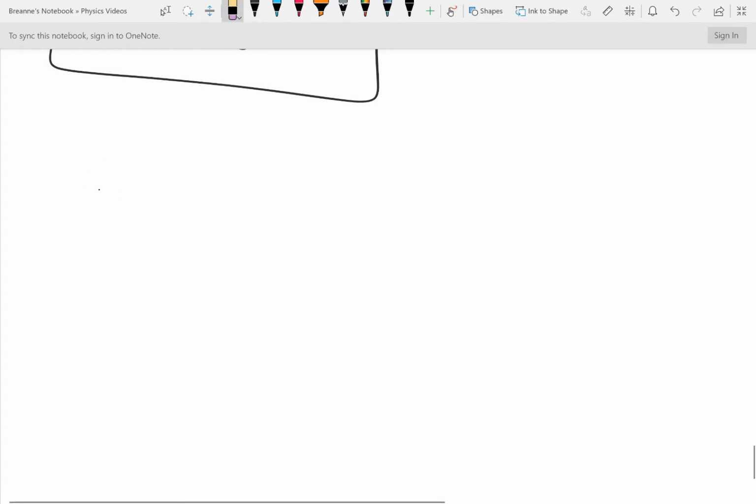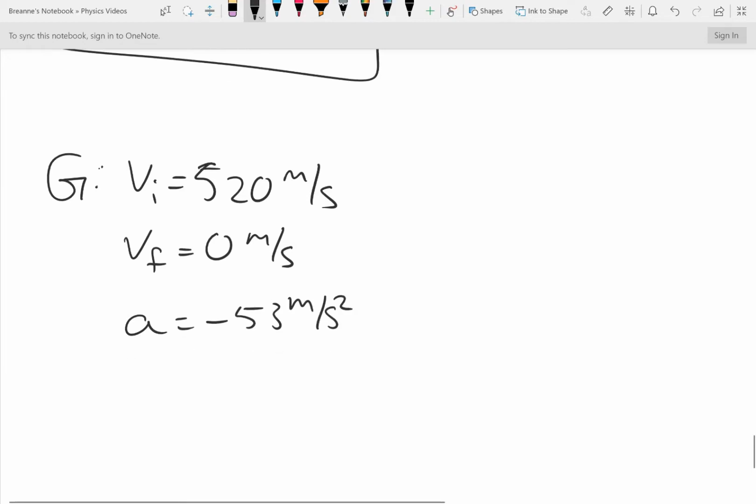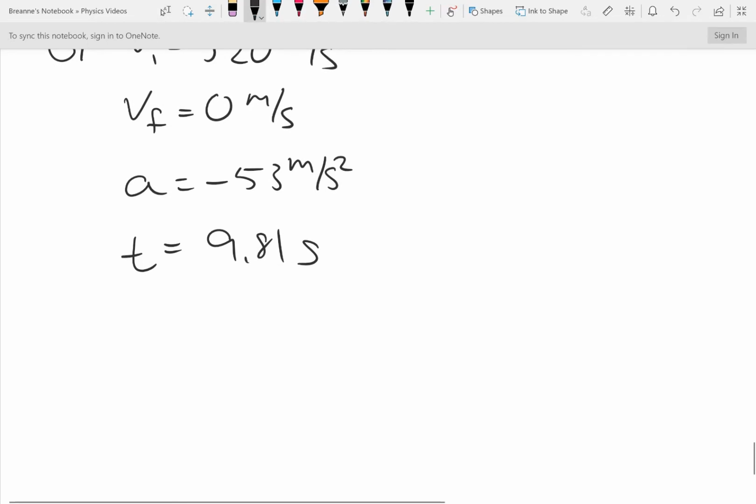Part B states how far will it travel in this time. So our givens stay the same. Our initial velocity is still 520 meters per second. Our final velocity is still 0 meters per second. Our acceleration is still negative 53 meters per second squared. And we just figured out our time. Our time is 9.81 seconds. And we are looking for how far. We're looking for our delta x.